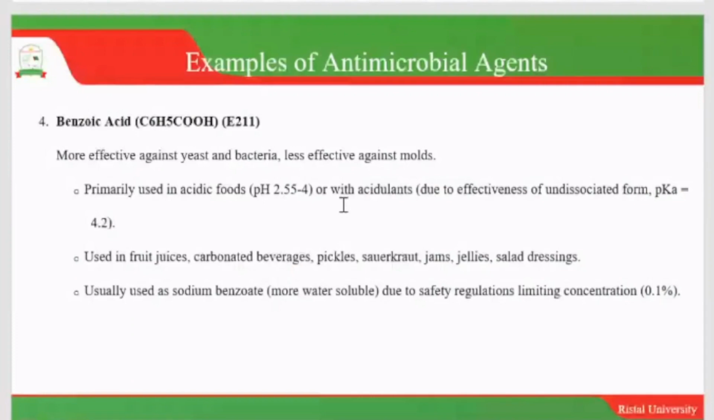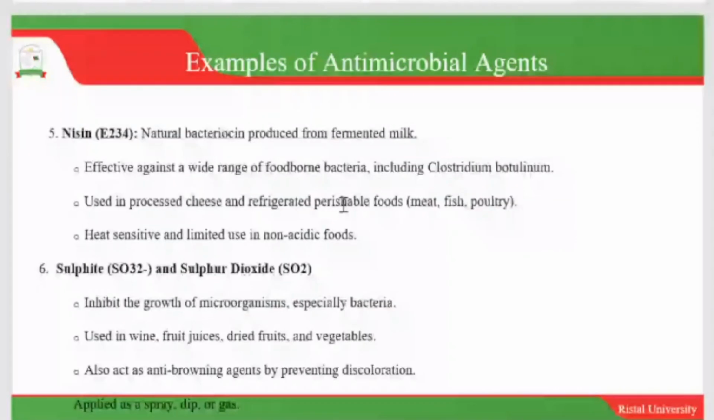Also, we still have the natural antimicrobials such as nisin, which is a natural bacteriocin produced from fermented milk. And we are saying that this nisin is effective against a wide range of foodborne bacteria such as Clostridium botulinum. We understand that there is a family of Clostridium botulinum and also Clostridium perfringens. All of these enhance food deterioration and food spoilage. Hopefully, we understand their differences later on and which foods they attack.